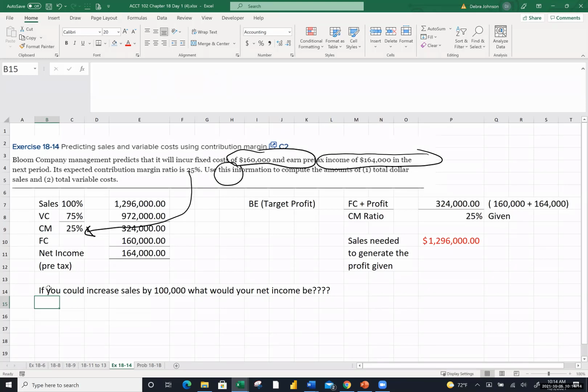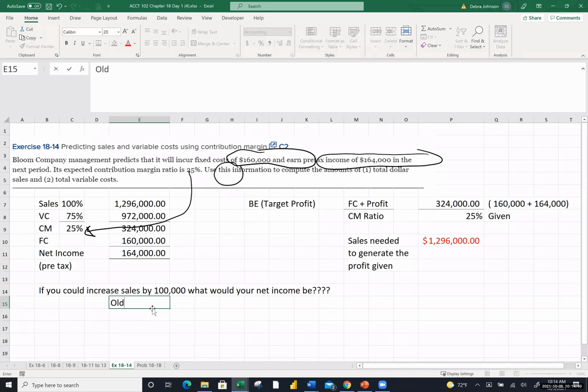Are our fixed costs covered? Answer, yes. Well, how do I know that? We've made a profit. It's above zero. If it's above zero, for every sales dollar you make, 25% of it is going straight to the bottom line because the fixed costs are already covered. So 25% of that, or $25,000, would be the increased net income.